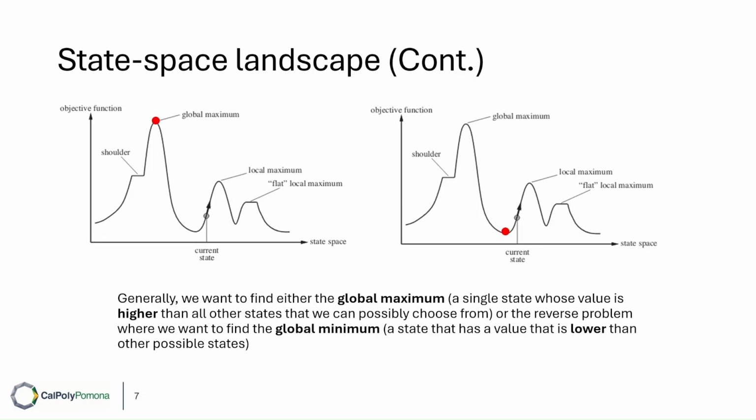And generally, we want to find either the global maximum, which is a single state whose value is higher than all other states that we can possibly choose from, or in the reverse problem, where we want to find the global minimum, which is a state that has a value that is lower than the other possible states. And in our previous example, we want to find the global minimum, which minimizes our cost function.